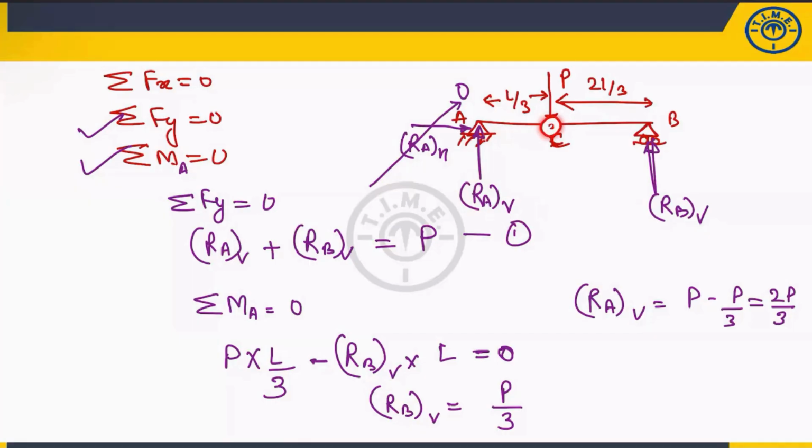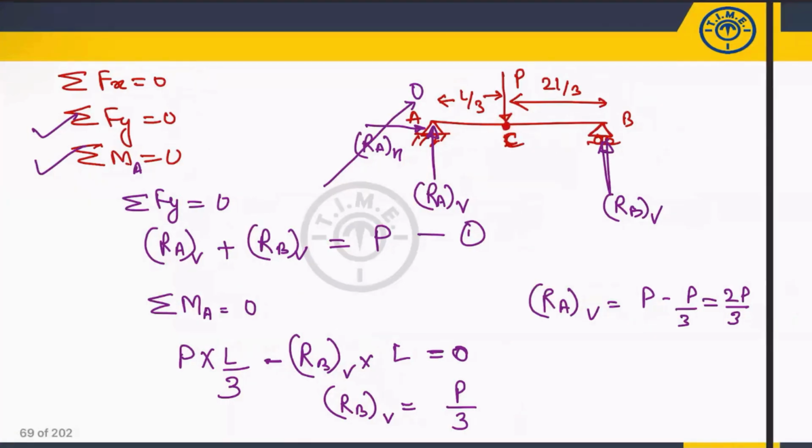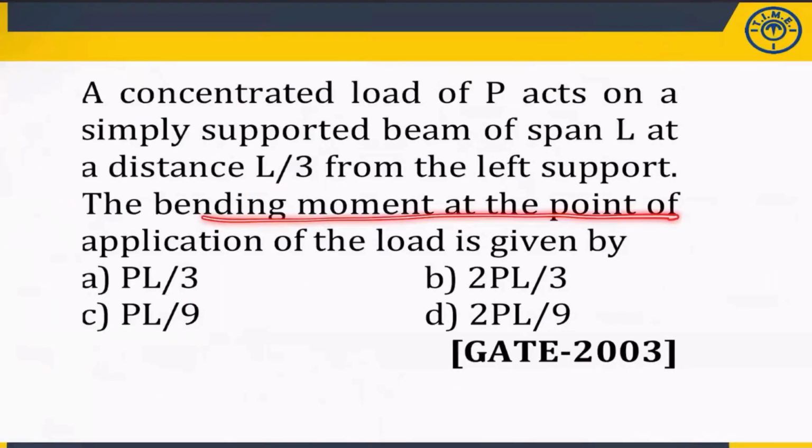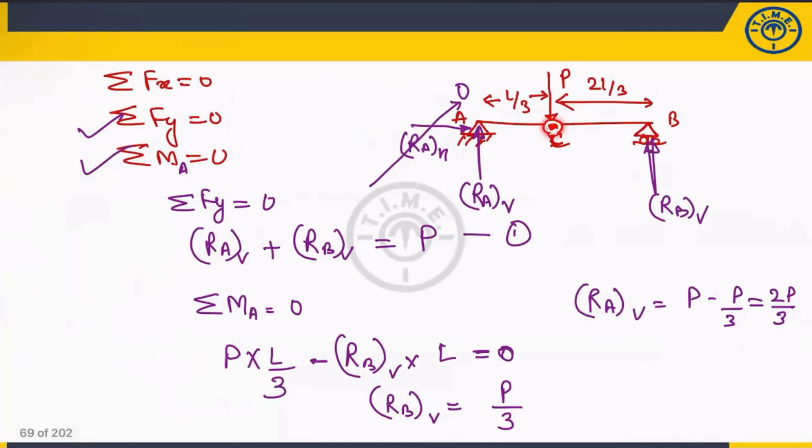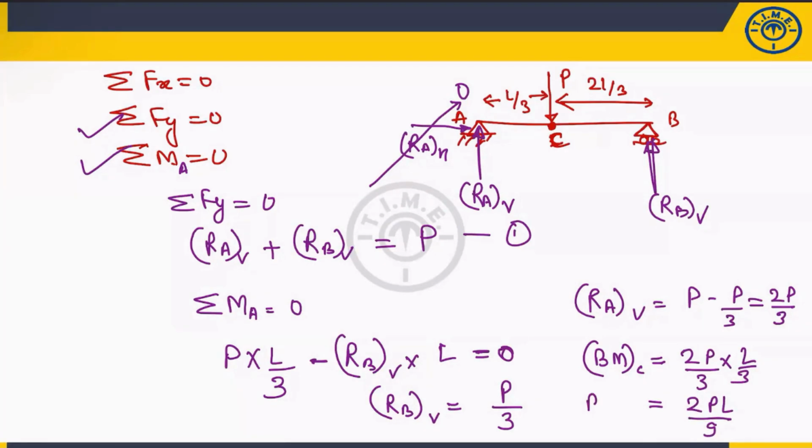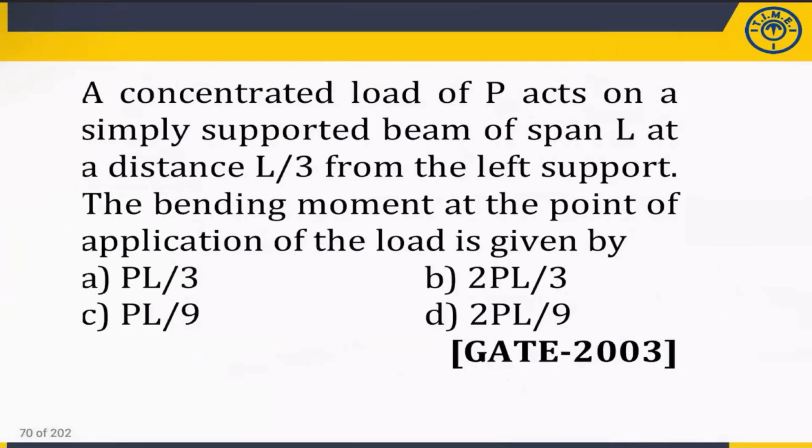So you want to calculate the moment at the C point. They have clearly mentioned the bending moment at the point of application of load. That means at C point. What is the bending moment at C? Force into perpendicular distance. What is the value of force? RAV. This will create a moment into this distance. So 2P by 3 into L by 3, which is nothing but 2PL by 9. 2PL by 9. So what is the correct answer for this question? Option. Is it clear?